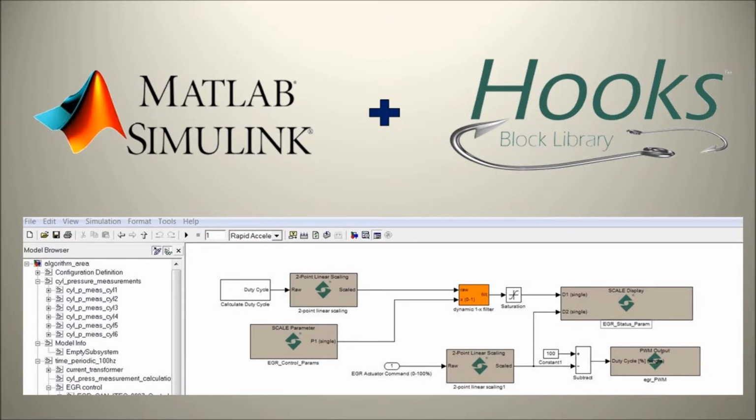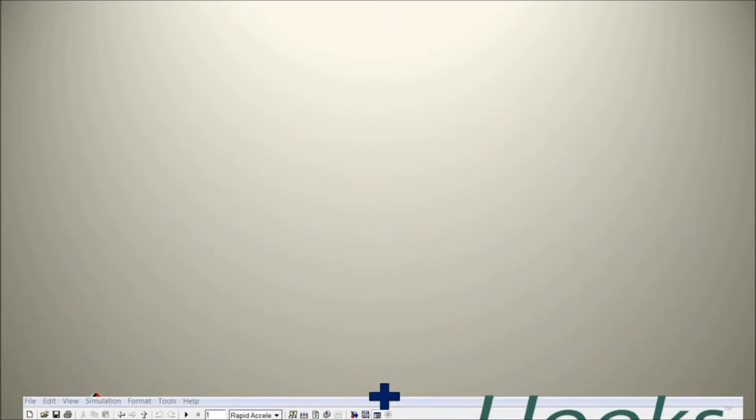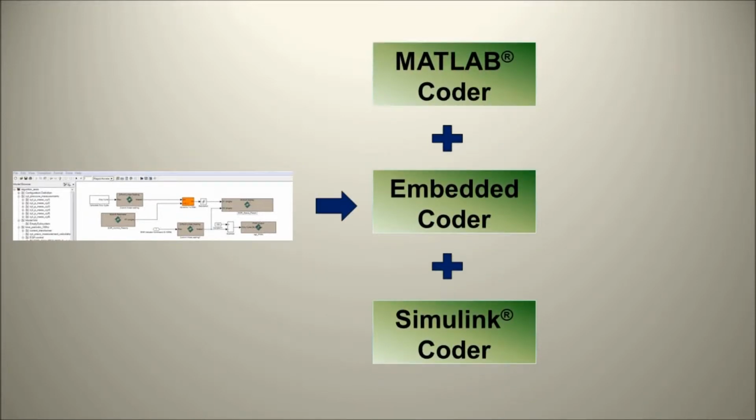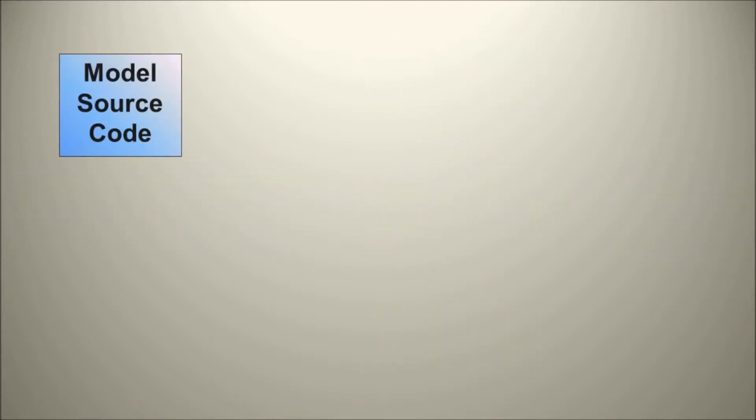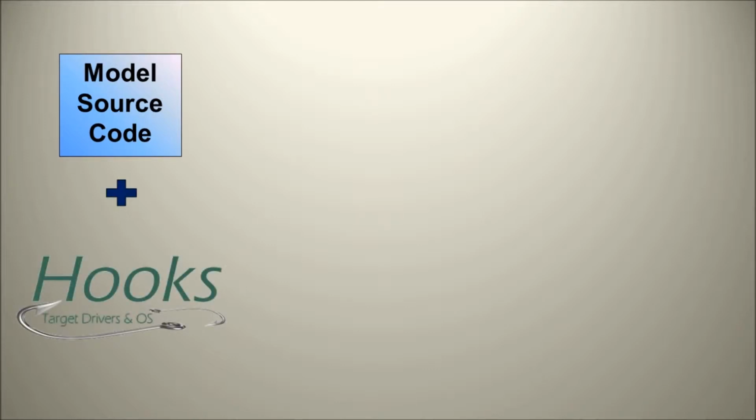Once the model development is complete, the model needs to be converted into binary instructions for the target device. The compilation tools used in the Hooks development cycle operate in a three-step process. First, the MATLAB coder, embedded coder, and Simulink coder tools from the MathWorks convert the application engineer's Simulink model into C source code. Second, the newly created source code for the model is combined with the Hooks OS and target hardware drivers developed by Sturman to create a complete set of C code.